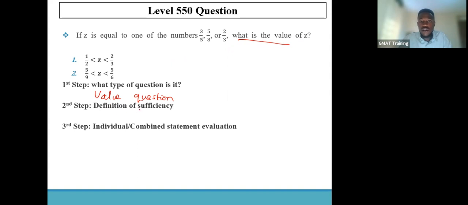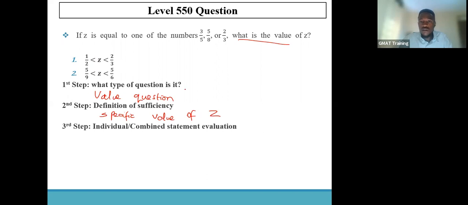Then the definition of sufficiency: for any of the 2 statements to be sufficient, it must give us a specific value. For value questions, they must always give a specific value for whatever is being asked, and in this case, it's the value of z. So you need to get a specific value of z for a statement to be sufficient, and we're going to term that statement insufficient if it doesn't give us a specific value of z. That would mean that it's giving us, say, a range. We might be getting the value of z in a range, as stated in the statements here.